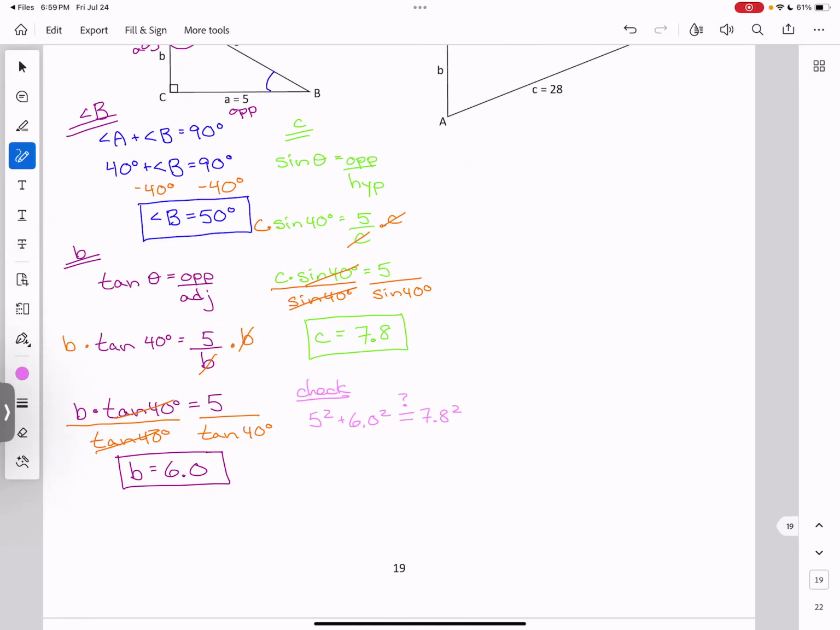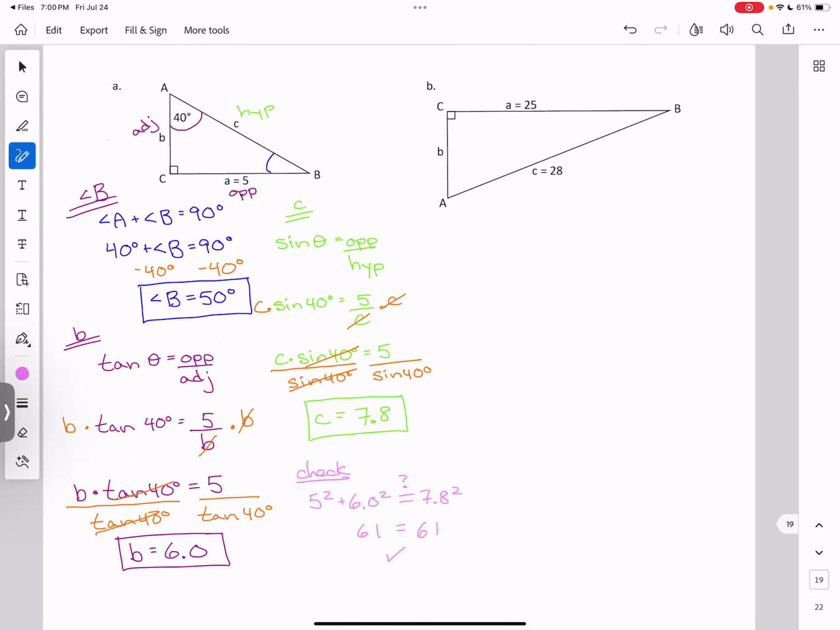So 5 squared plus 6 squared gives me 61. And 7.8 squared gives me very close to 61. There's a little bit of a difference. It's 60.84 because 7.8 wasn't an exact number, nor was 6.0. But yes, it checks out. So that's a nice way to double check your work. Okay, let's do one more together.